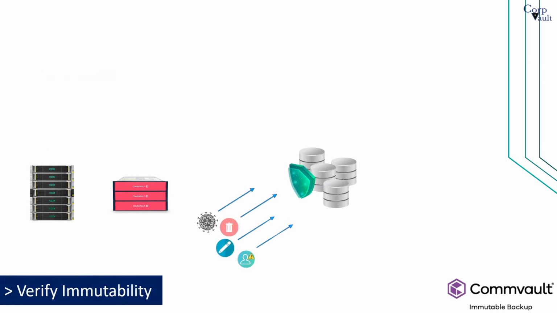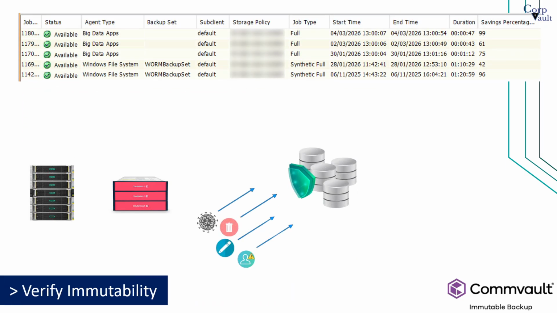Verify immutability by checking that data cannot be deleted or modified before retention expiry. You can test it by trying to delete a job made using the immutable storage policy or plan. Also try something like modifying a file on physical storage to see if it is immutable or not.